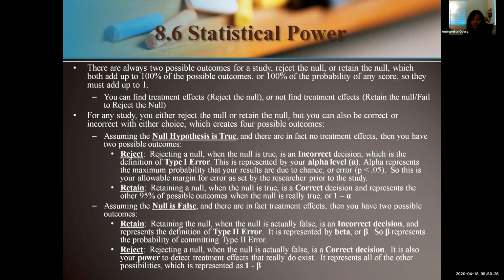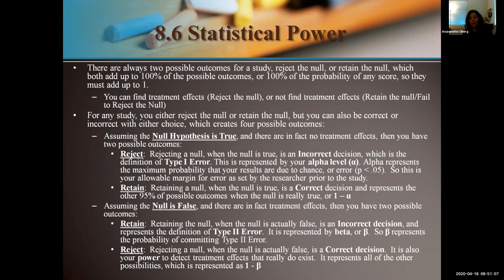So when we retain the null, and the null is true, that's a correct decision. But are we 100% correct? No, we're 1, because everything together is 1 or 100% minus the alpha level. So in this case, 5%. So we're 95%, or not 95% confident, but what's happening is 95% of the possible outcomes will fall within the null, right? Within the body and not the tails or the critical regions. Okay, now let's assume the null is false.